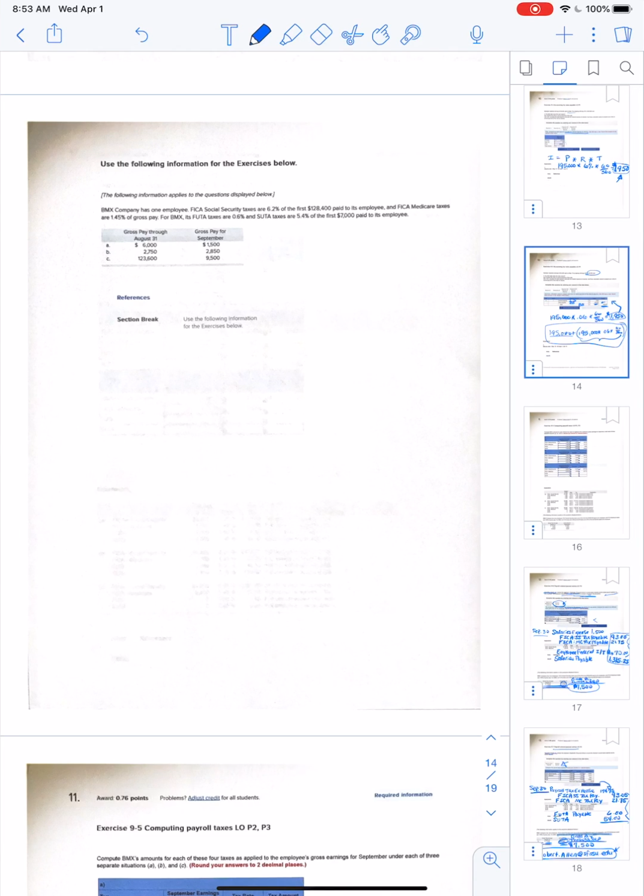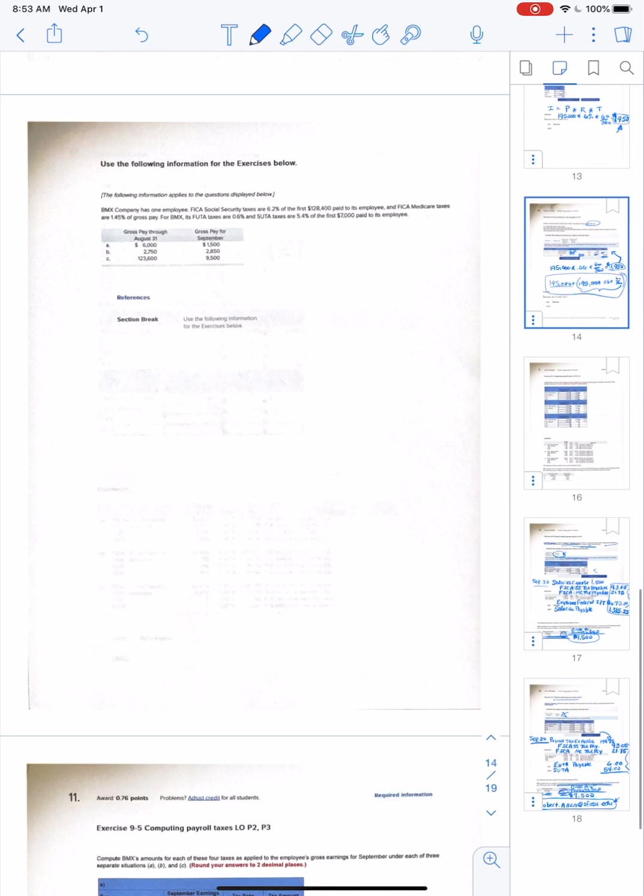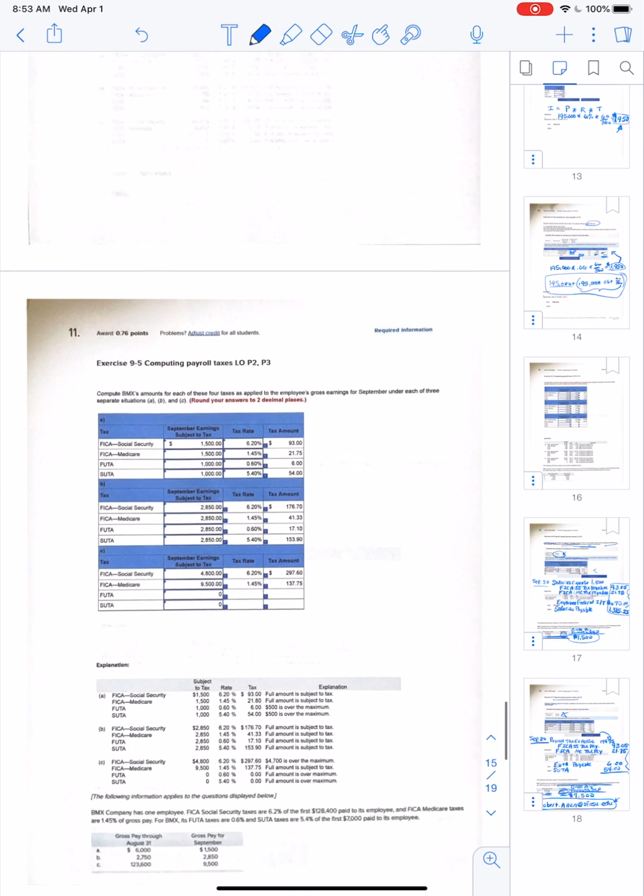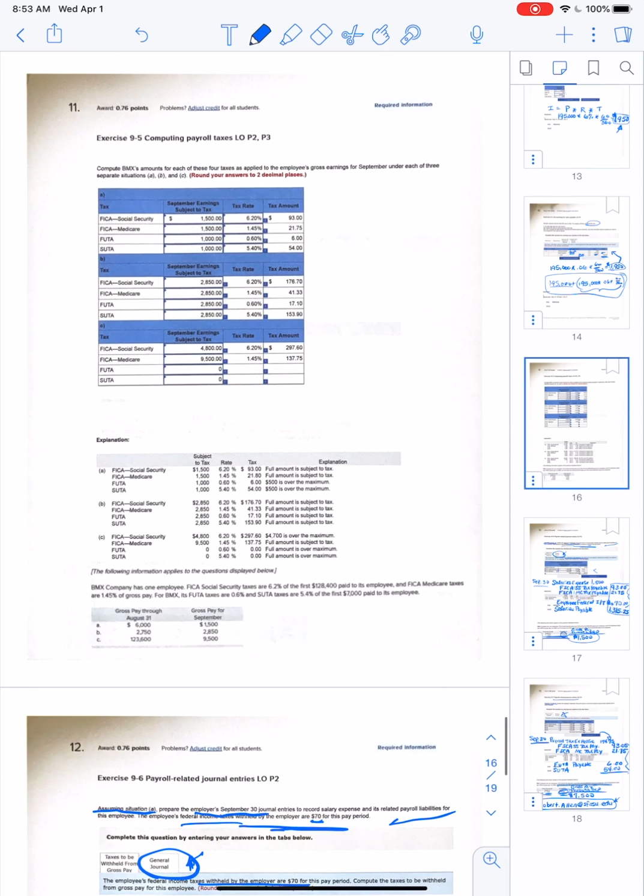Okay, so in this last video over chapter 9, we're going to be looking at questions 11 through 13. And what these are really dealing with is payroll taxes. This is the information that we're going to be using for each one of these, and we'll deal with that as we need to. So let's just look here.